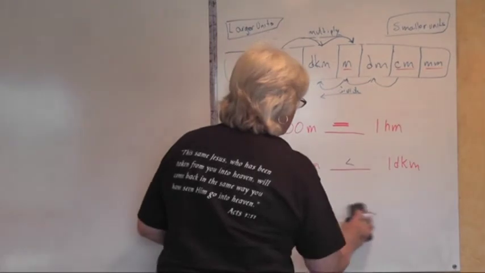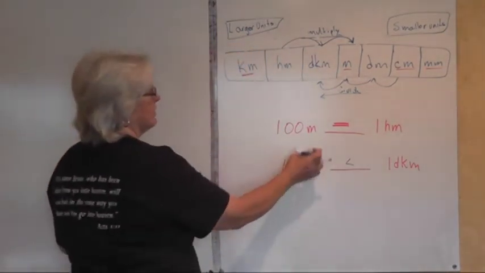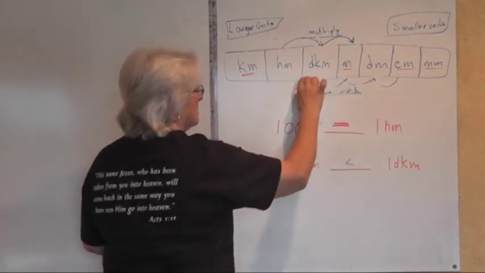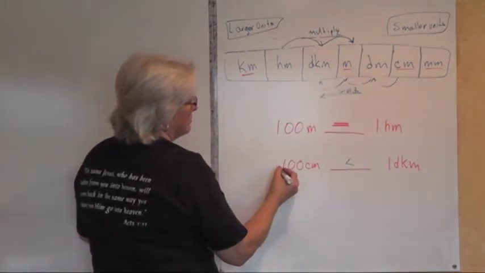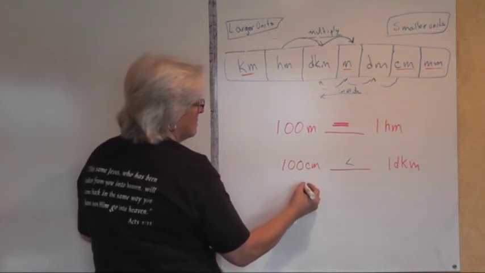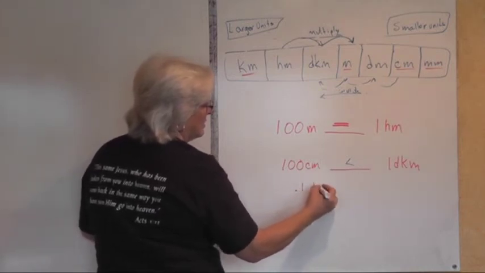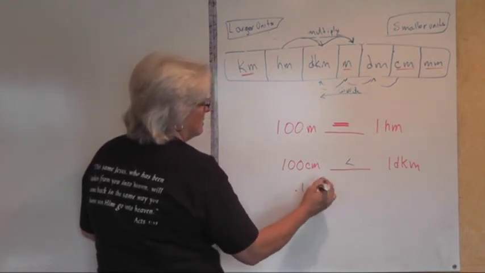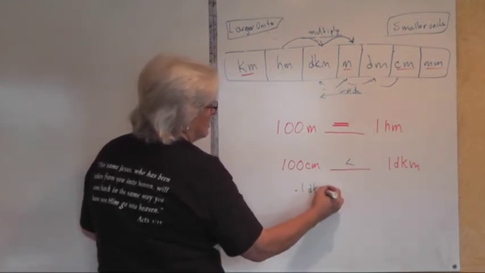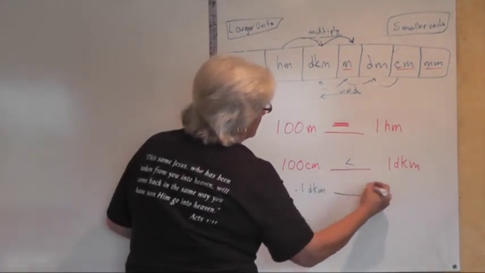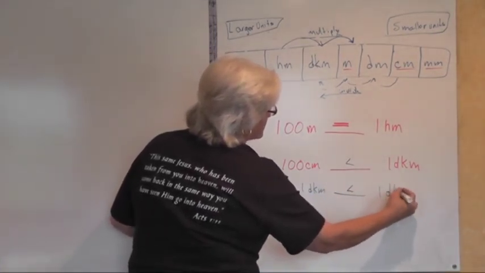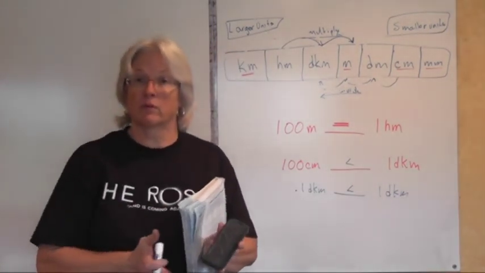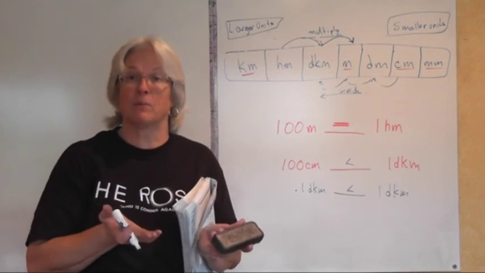Let me write this again here where I show the actual conversion. 100 centimeters to move to a decameter. 1, 2, 3. 1, 2, 3. 1/10 of a decameter. Whoops, forgot my K. 1/10 of a decameter is obviously less than 1 decameter, so that's why you want to go ahead and convert the units so that you can compare apples and apples.